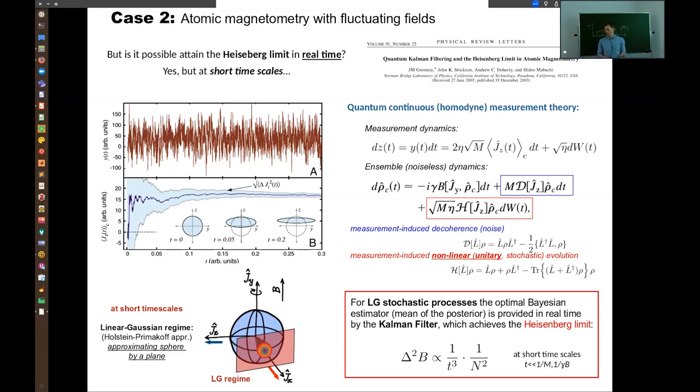The Kalman filter, if you haven't seen it, is an optimal Bayesian estimator for a linear Gaussian process, which allowed people to land on the moon. It's an important invention, no? But notice there's this one over n squared that I promised.